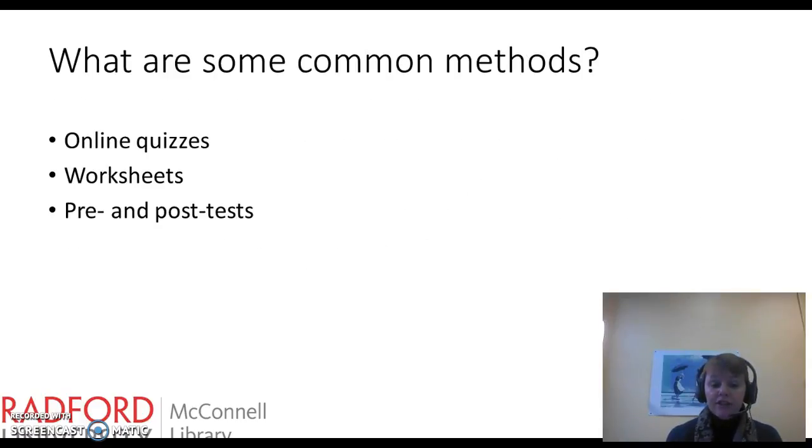Some of the more common methods used to measure Level 2 are online quizzes, worksheets, and pre and post tests. For online quizzes, you can use things like Kahoot or Poll Everywhere or clickers, anything like that, where you might put up on the screen, if this is your research question, which of these A, B, and C would be your best search terms? And you'd have students vote using their clicker or cell phone, and then you would see if the answer is right. If you wanted to see whether students can pick keywords from a research question, that would be one way to measure whether they've gotten it or not.